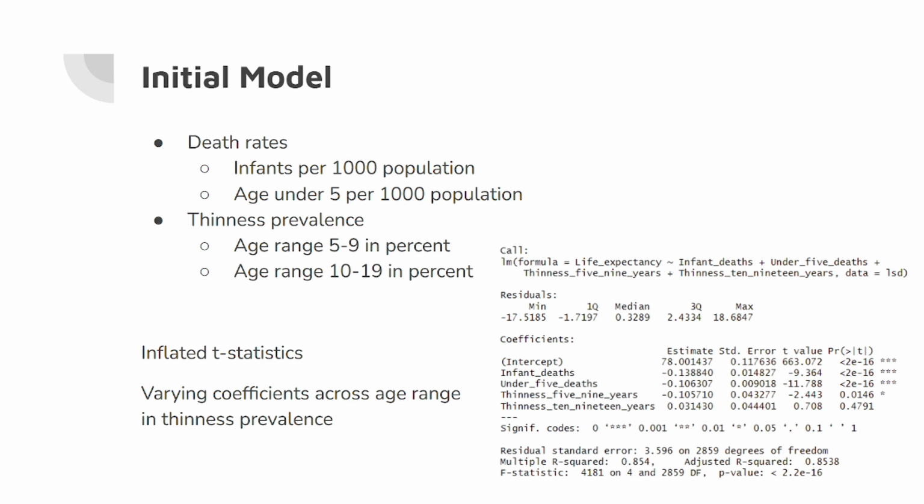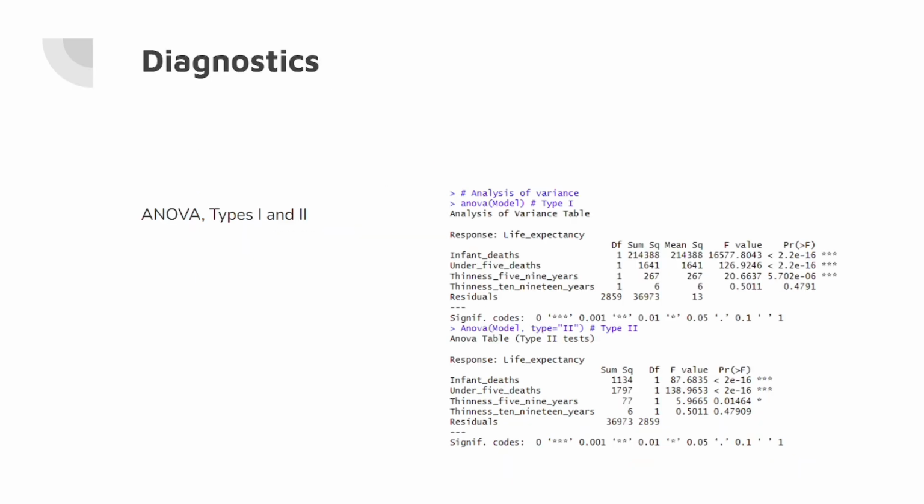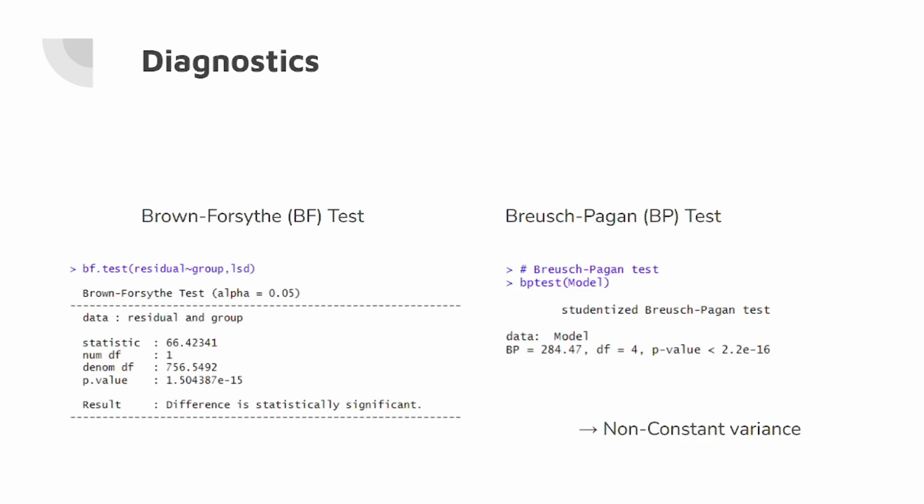From here, the code shows inflated t-statistics and also a little bit of a difference in coefficients across the 2 age ranges in thinness prevalence, one being negative and the other being positive. So with that, I hop onto the diagnostics and try to see if there are any problems. Starting with the ANOVA tables, having some inflated death values for the death rates under 5. The BF test and BP test both reject the null hypotheses, showing there is non-constant variance.